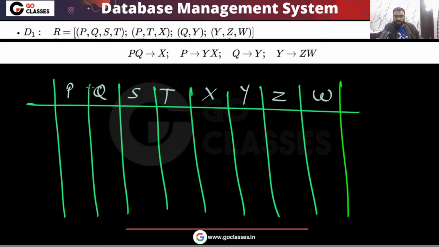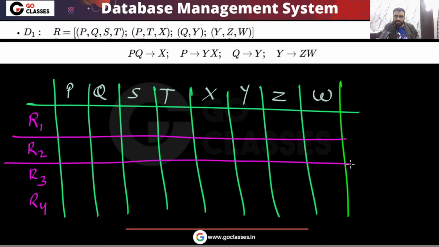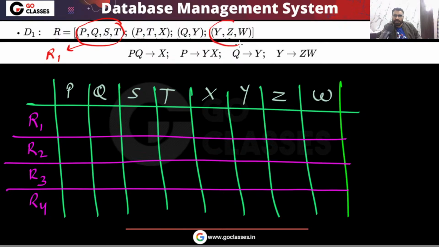Now what are the rows? The rows will be the sub-relations. You can see in decomposition D1 there are 4 sub-relations: PQST, PTX, QY and YZW. I can call them R1, R2, R3, R4. These are the sub-relations. I am calling PQST sub-relation R1, and similarly YZW, I am calling sub-relation R4.